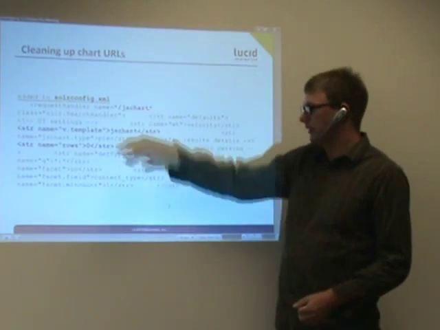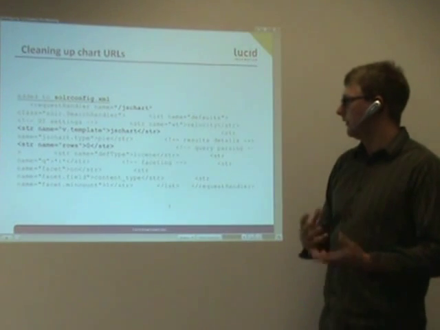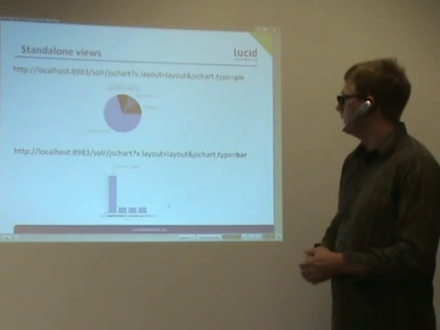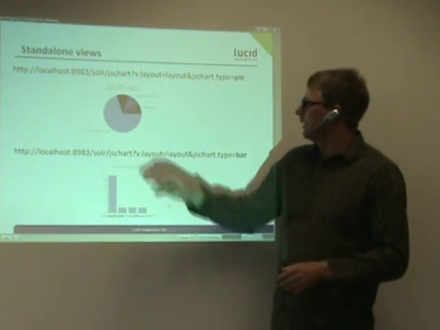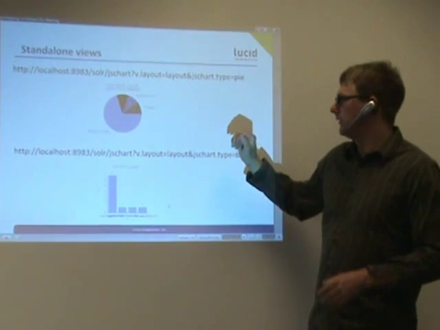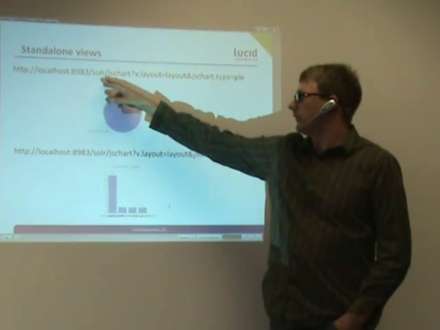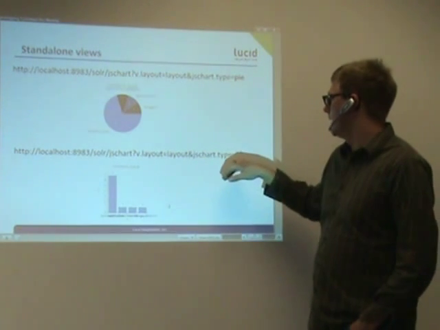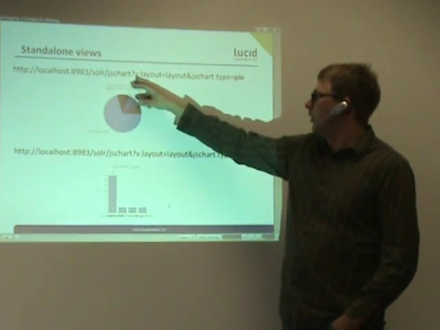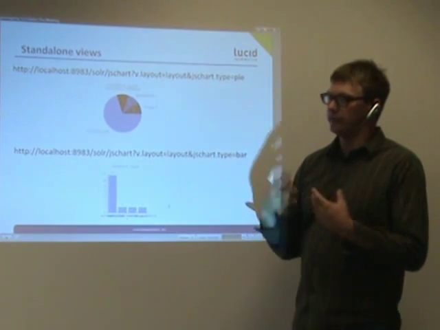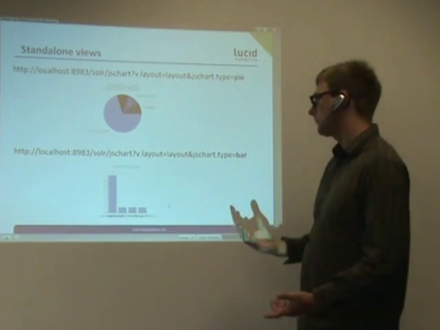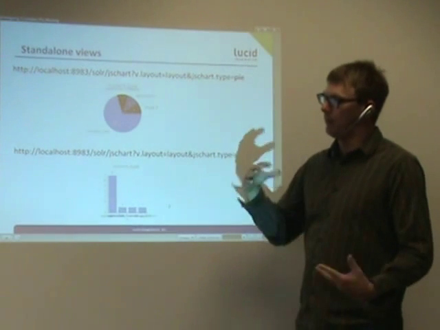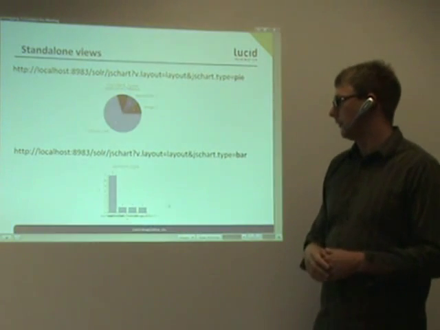Okay, so what we did was simply take that long URL that we just did, simplify those parameters, and default them in Solr config. And here's the example. We can make standalone views of each one of these types by making a request to Solr jschart, and jschart type equals pie or jschart type equals bar. And we are wrapping it with the layout. This layout gives us a standalone HTML response. Rather than just a fragment that jschart.vm generates, we wrap that with the layout so that we get a full-fledged HTML response.